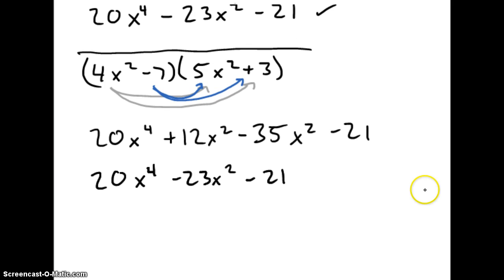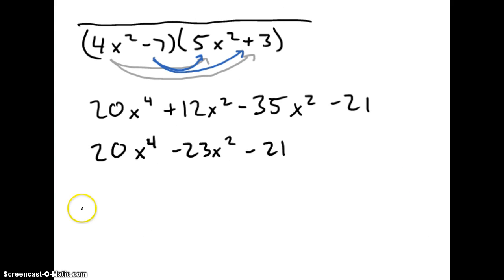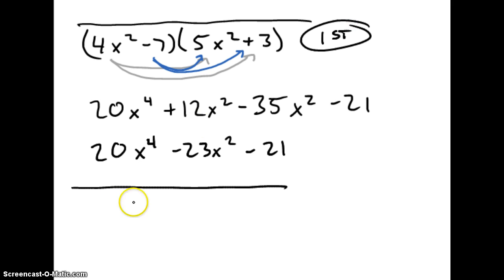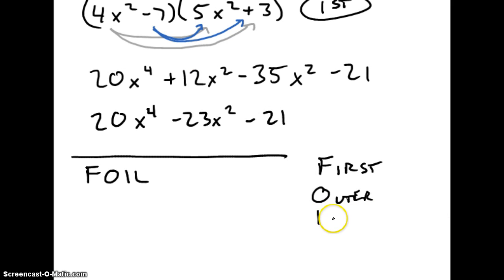Now, since I have 4 terms, there's a little mnemonic that people like to do. So this was the first method, and we'll do the second method. It's called the FOIL method. There's this mnemonic, FOIL, and here's what it stands for. First, outer, inner, and last. So it spells out FOIL.